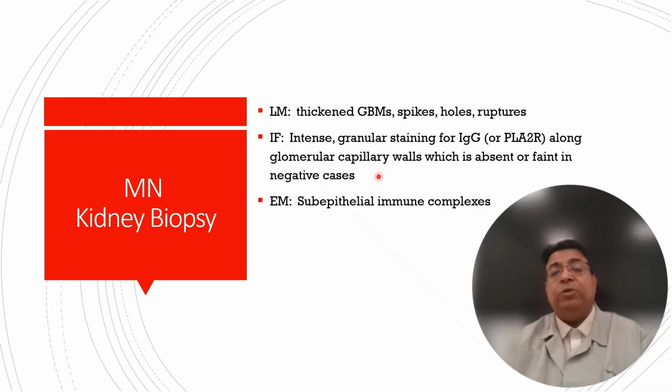Immunofluorescence will show intense granular staining for IgG, or if you stain specifically for PLA2R, you'll see granular staining for PLA2R along the glomerular capillary walls, and these are generally absent or faint in negative cases. On electron microscopy, you want to see those subepithelial immune complexes.